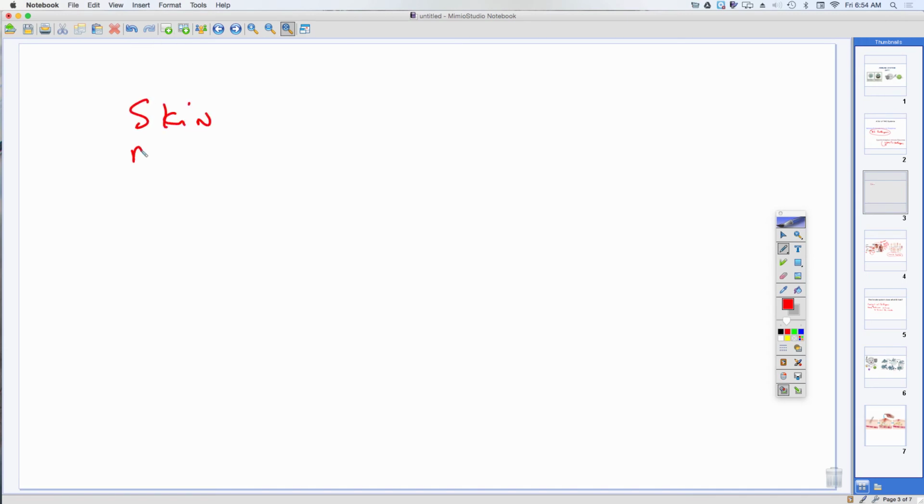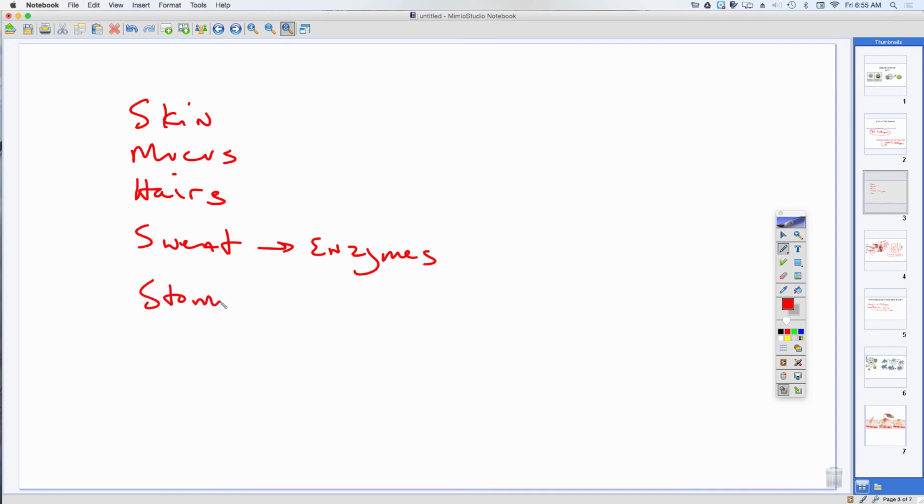So things to think about: skin, mucus, hairs. All of this is part of your non-specific response. So is sweat, because sweat releases enzymes that cause bacterial cells to burst. Stomach enzymes: you often take in bacteria in your food, and your stomach enzymes are pretty effective at destroying those bacteria and preventing them from causing infections in your intestinal tract. So all of these things are part of your non-specific response.